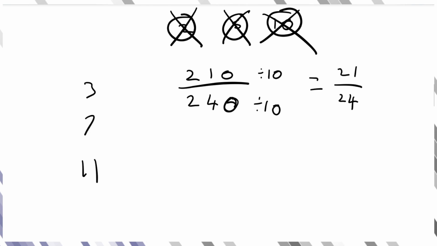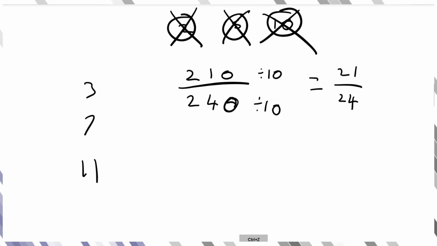Once we've done that, if there's nothing that goes into 21 and 24, chances are that's as simple as it'll get. Maybe there's a bigger prime number that goes into both of them, but after checking those, we've checked all the prime numbers up to 12. If you want, I suppose you could check 13, but you don't really have to. Anyways, let's go through these.